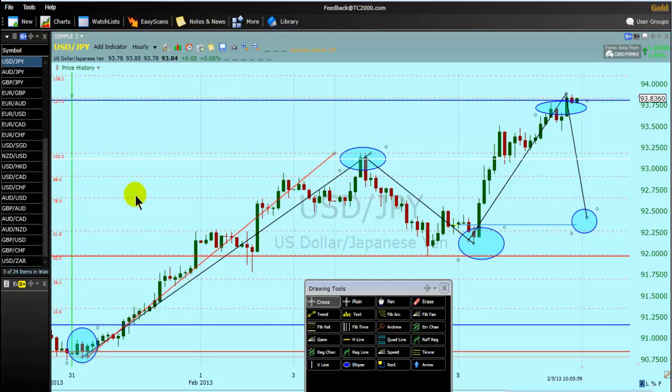This is my Fibonacci extension. You can see that this is my 127 level. That's where we are now. The 138 is above it. I will draw that one also there.